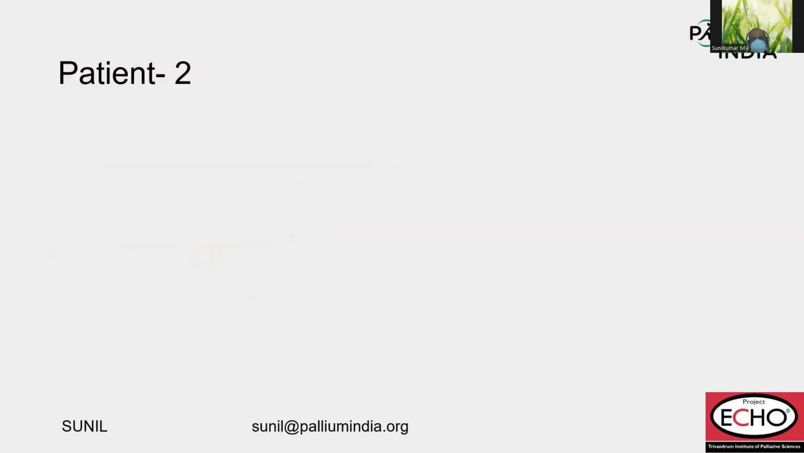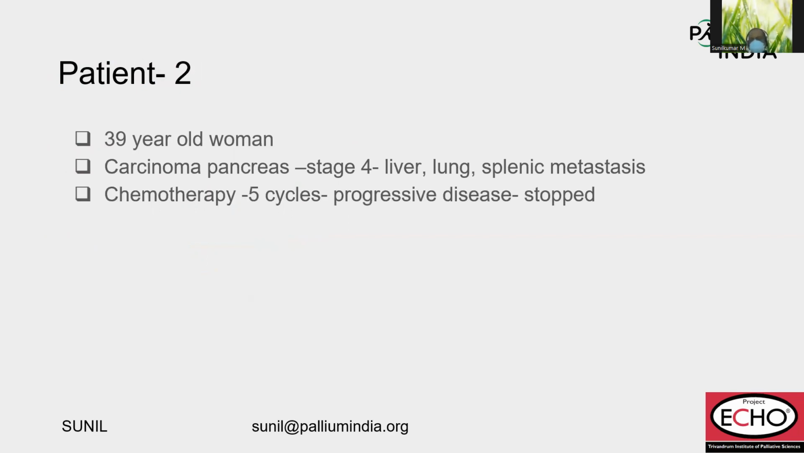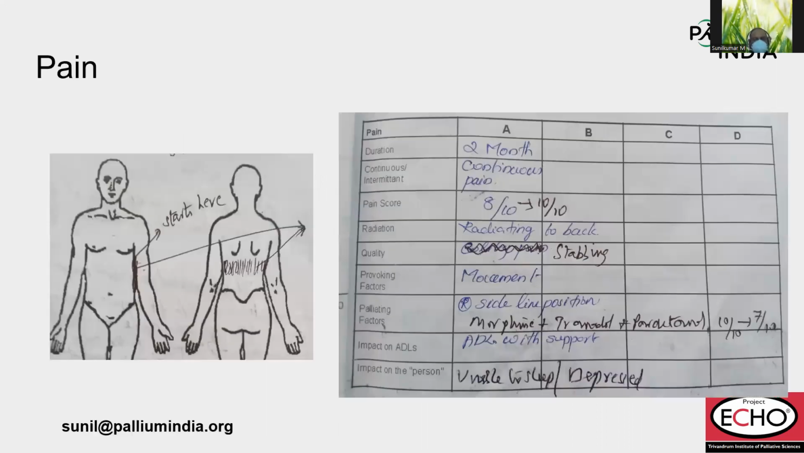Okay, so the next patient is a 39-year-old woman with carcinoma of the pancreas with multiple metastases to liver, lung, and spleen. She received 5 cycles of chemotherapy, but thereafter the oncologist asked them to stop the chemotherapy because of progressive disease. She was receiving palliative care from the oncologist, and she was getting medications for pain.